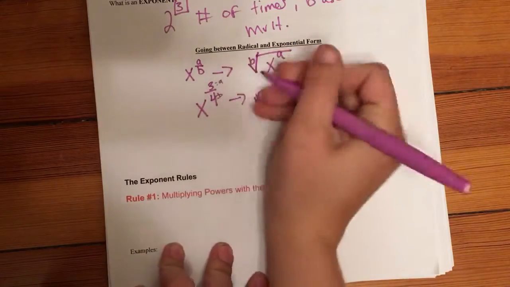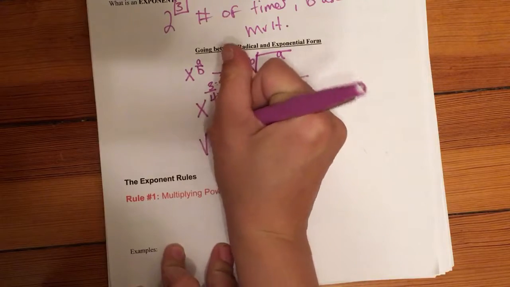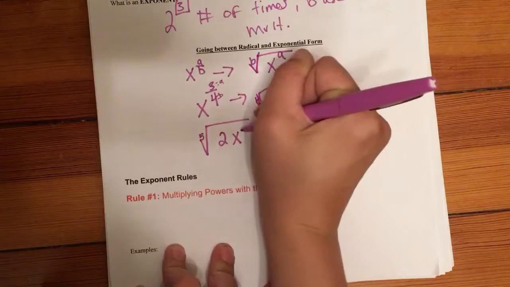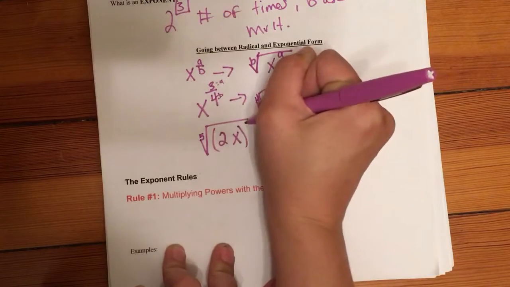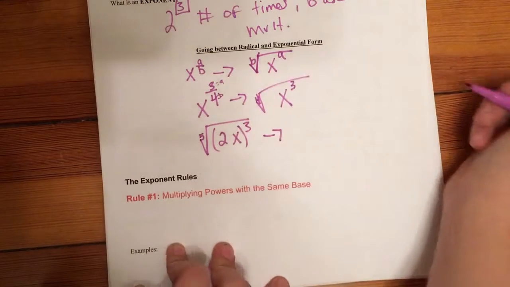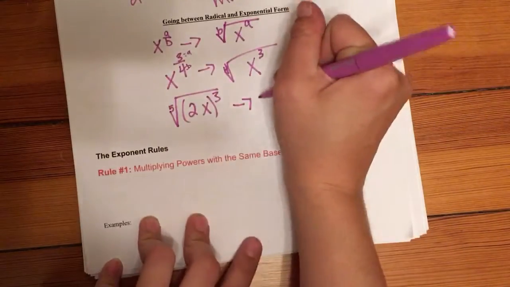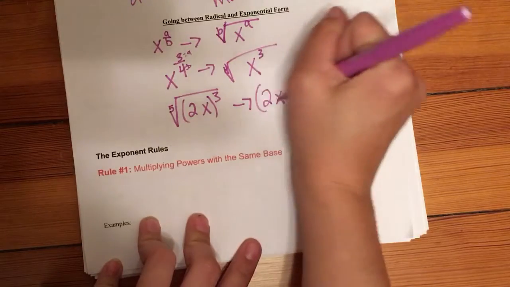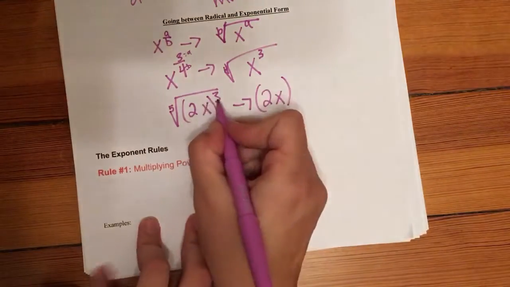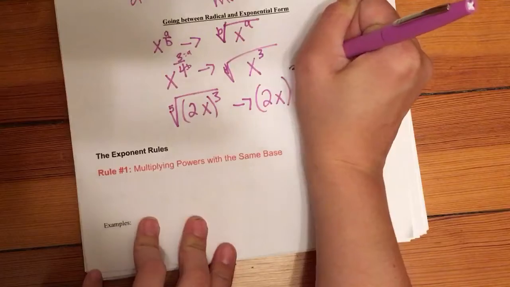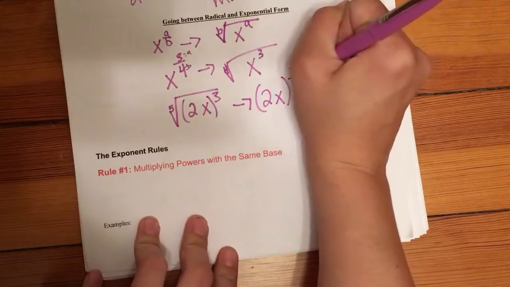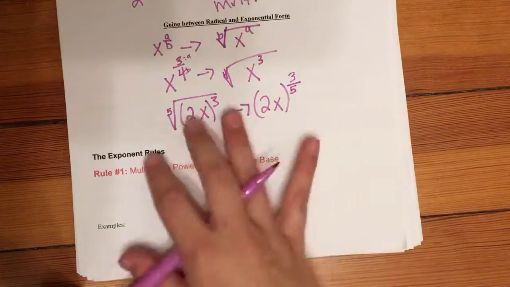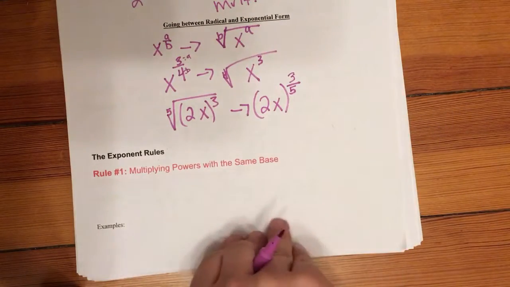Let's say we're going the opposite way. The 5th root of 2x to the 3rd. This is going to then be, okay, well, what's inside is 2x. We're going to leave it in parentheses. And our a is 3, so that's going to go on top. And our b is 5. We will go through more examples of these in class.